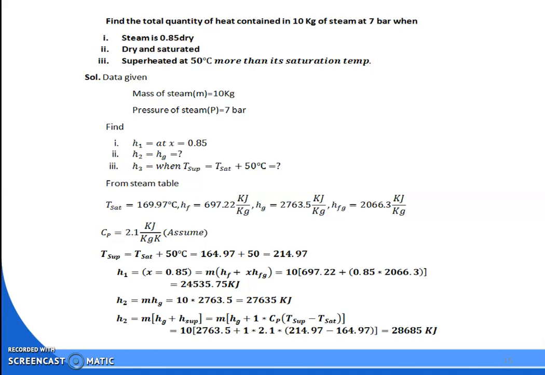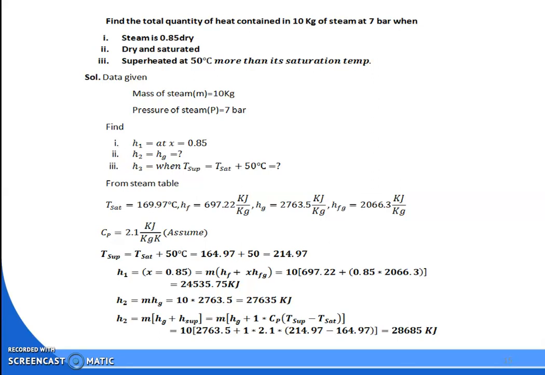The question is, find the total quantity of heat contained in 10 kg of steam at 10 bar when the steam is number 1, 0.5 dry, number 2, dry and saturated, and number 3, superheated at 50 degrees centigrade more than its saturation temperature.